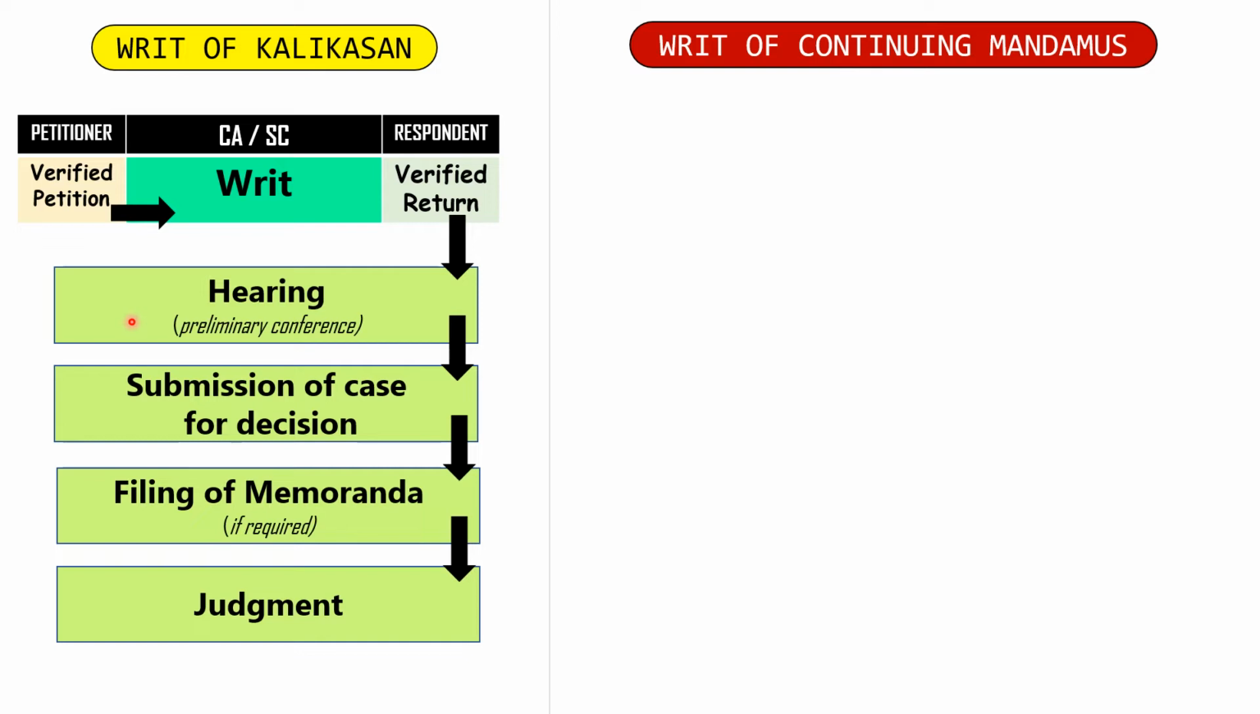After the hearing, the case will be submitted for decision, but take note that the court may require the parties to submit their respective memorandum. After the filing of the memorandum, if that is required, then the court will issue a decision or a judgment. How about in the writ of continuing mandamus? Is the procedure the same?